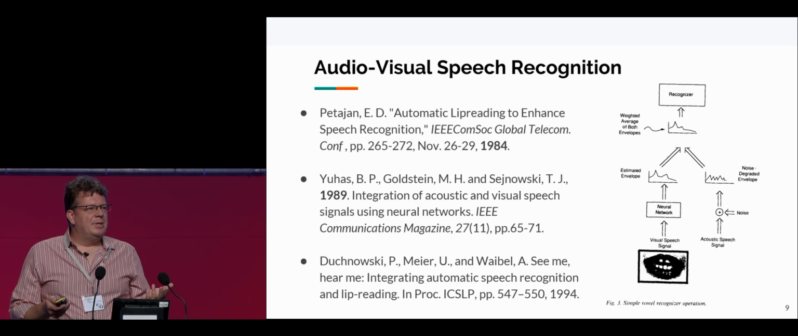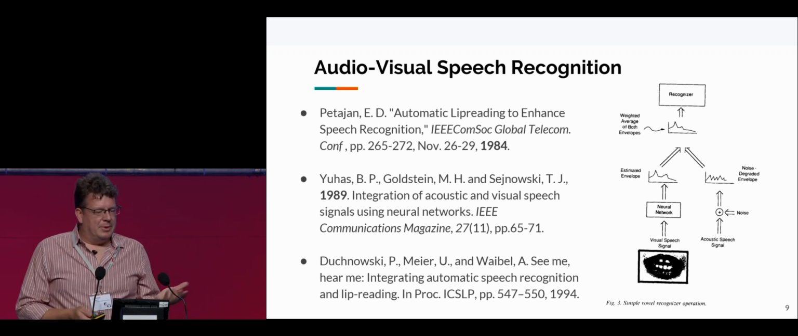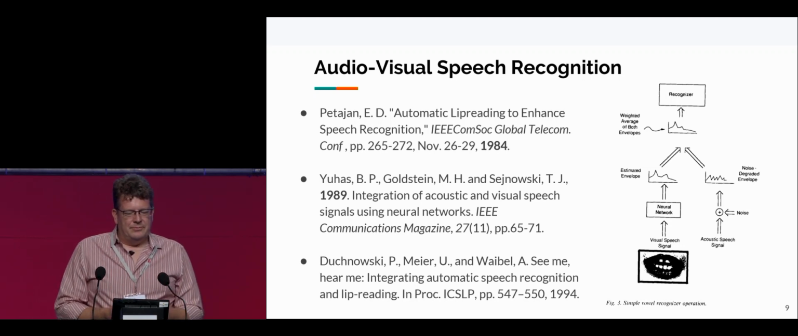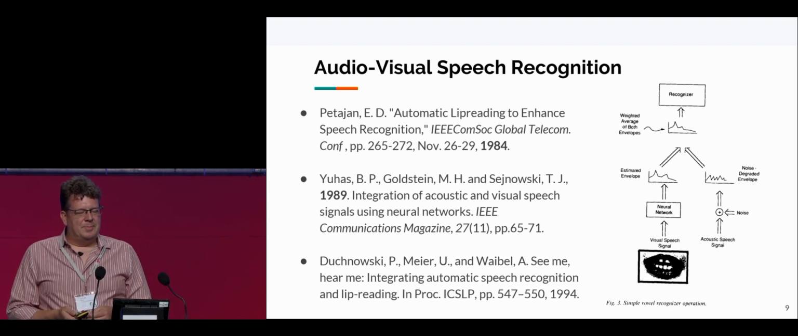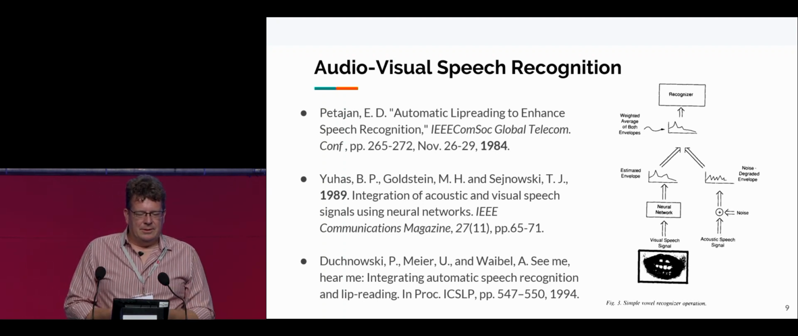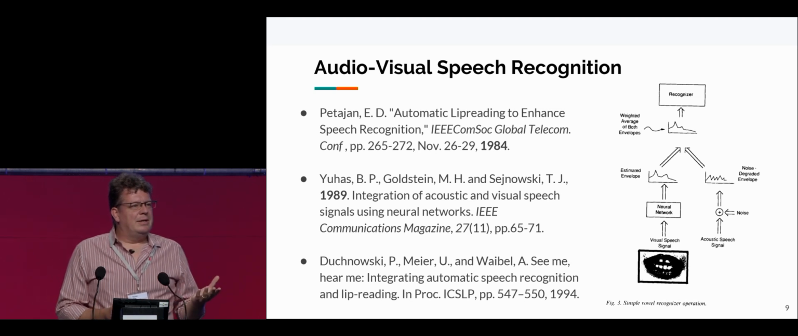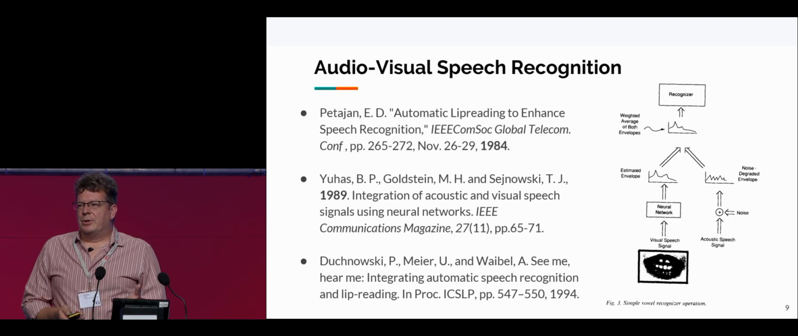Now this has all been known for a long time, and it has become the poster child for audiovisual speech recognition. Starting in 1984, people have used lip reading to enhance speech recognition. In 1989, the first study really integrated acoustic and visual speech signals using neural networks, and it also created a system diagram that I think we can still use today, 30 years later, to describe most of the work on lip reading.